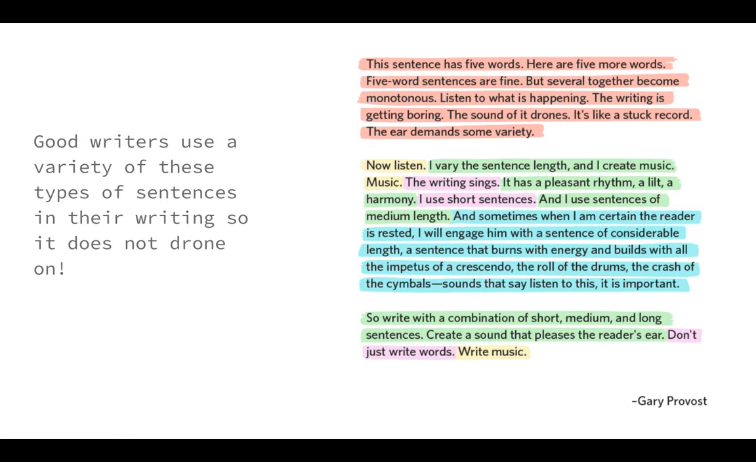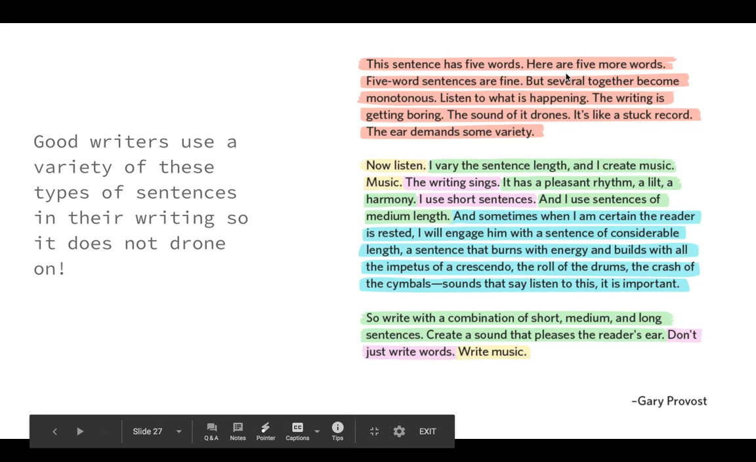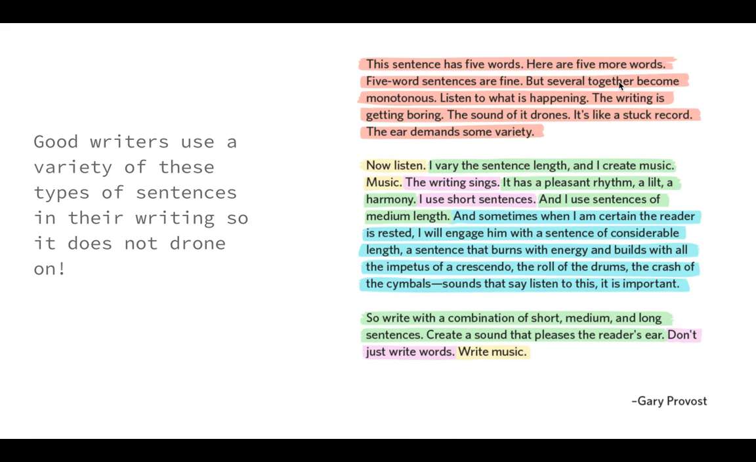When you write, you want to use a variety of these types of sentences in your writing so it doesn't just drone on. I mentioned that yesterday. Listen to this. This sentence has 5 words. Here are 5 more words. 5-word sentences are fine, but several together become monotonous. Listen to what is happening. The writing is getting boring. The sound of it drones. It's like a stuck record. The ear demands some variety. That's boring, right? It's just going on and on, 5-word sentences. It doesn't sound good to listen to.